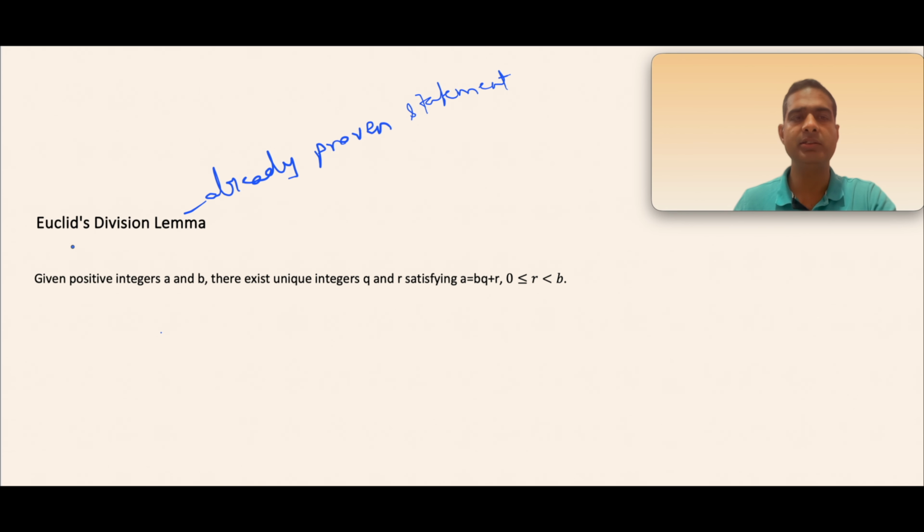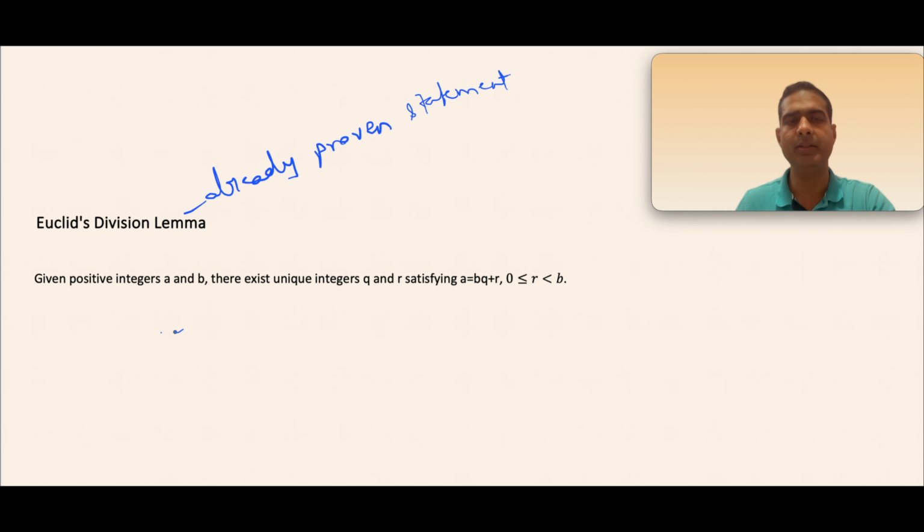So what does Euclid's division lemma states? Euclid's division lemma states that given positive integers a and b, there exist unique integers q and r satisfying a is equal to bq plus r, where 0 is less than or equal to r is less than b. So if you read this, you will think that this is something new, but we already have been using this theorem, and this is nothing but just a division.